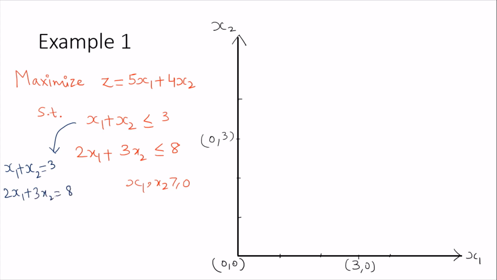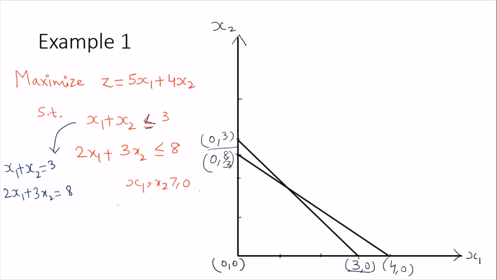To draw the line x1 plus x2 equals 3, I have already marked the points (3, 0) and (0, 3), and then we just join them to get the first constraint line. Similarly, you draw the second constraint line by marking the points (4, 0) and (0, 8/3). Joining them gives me the second constraint.